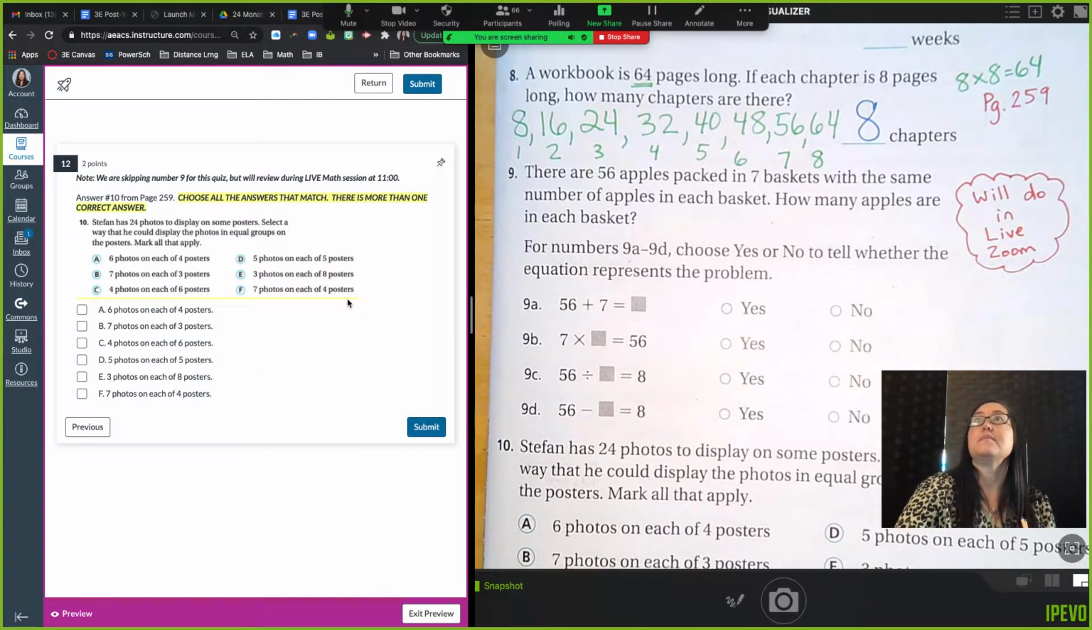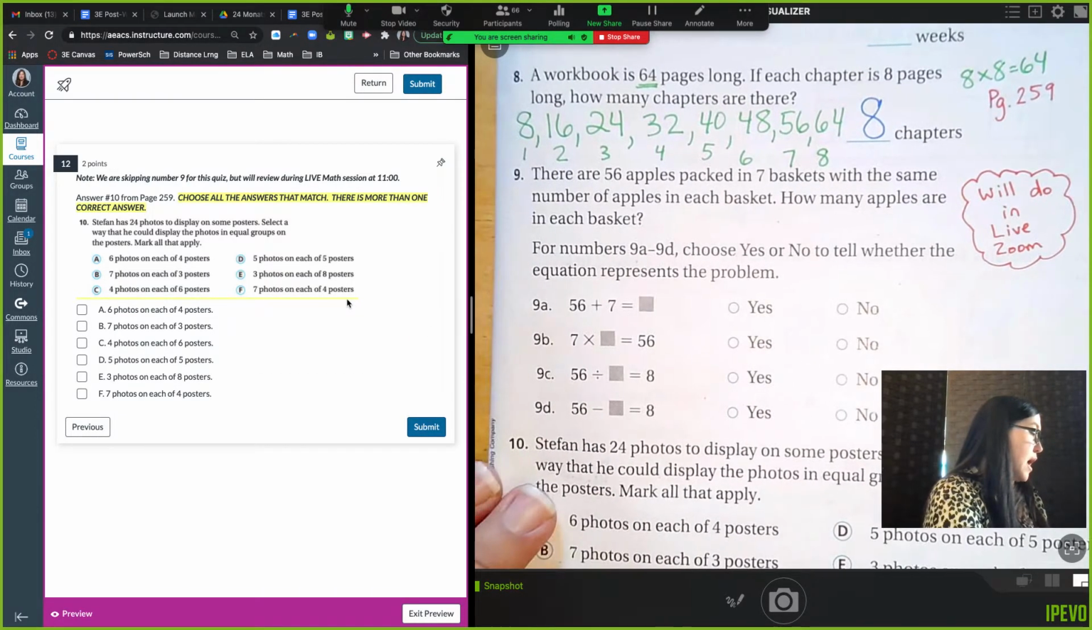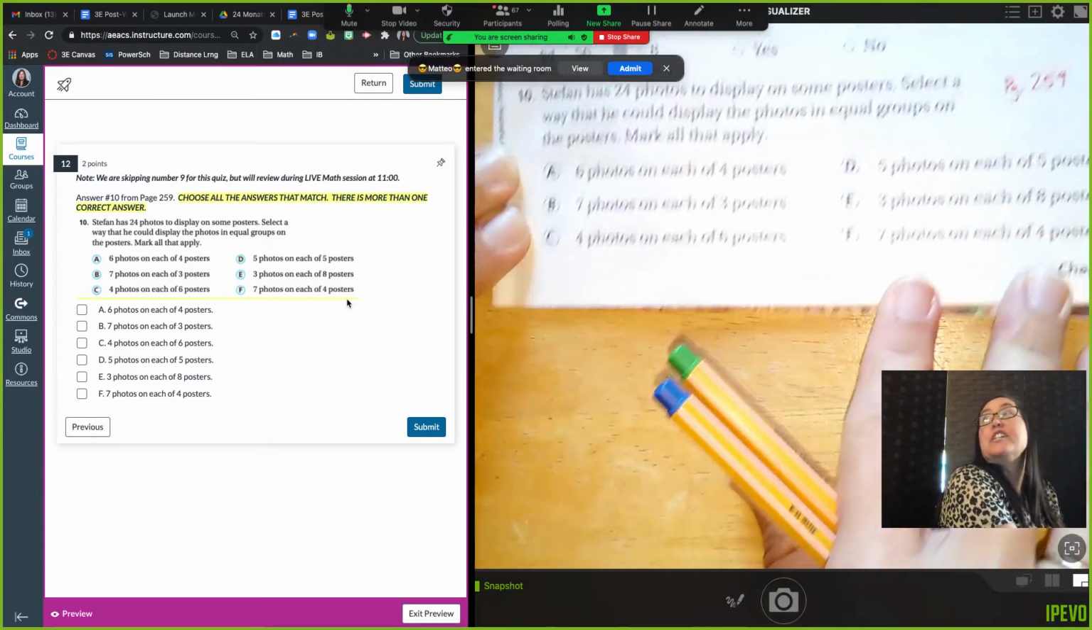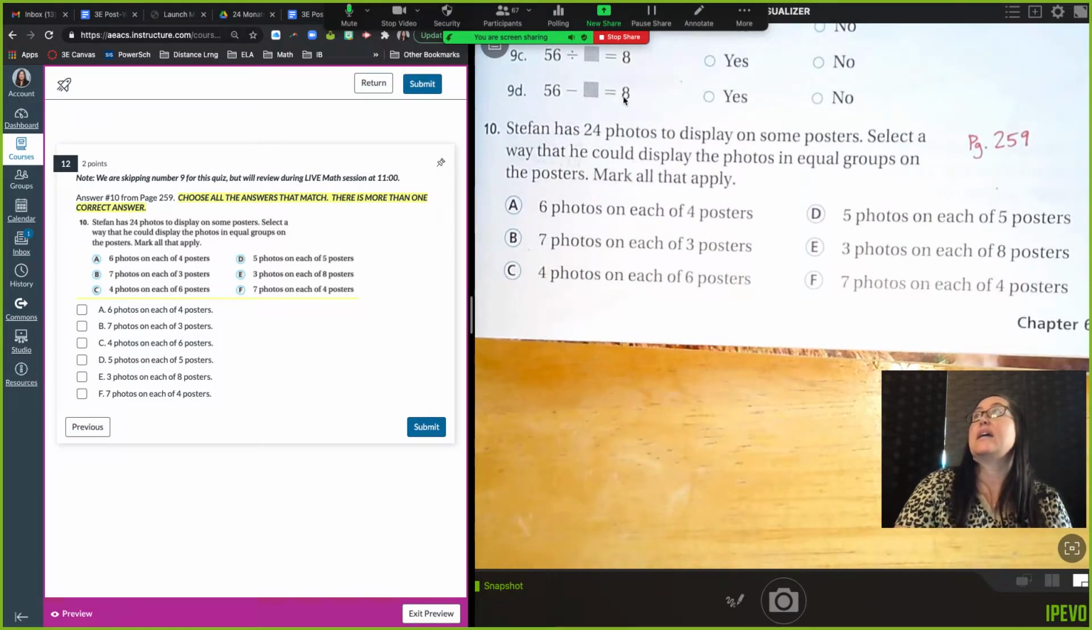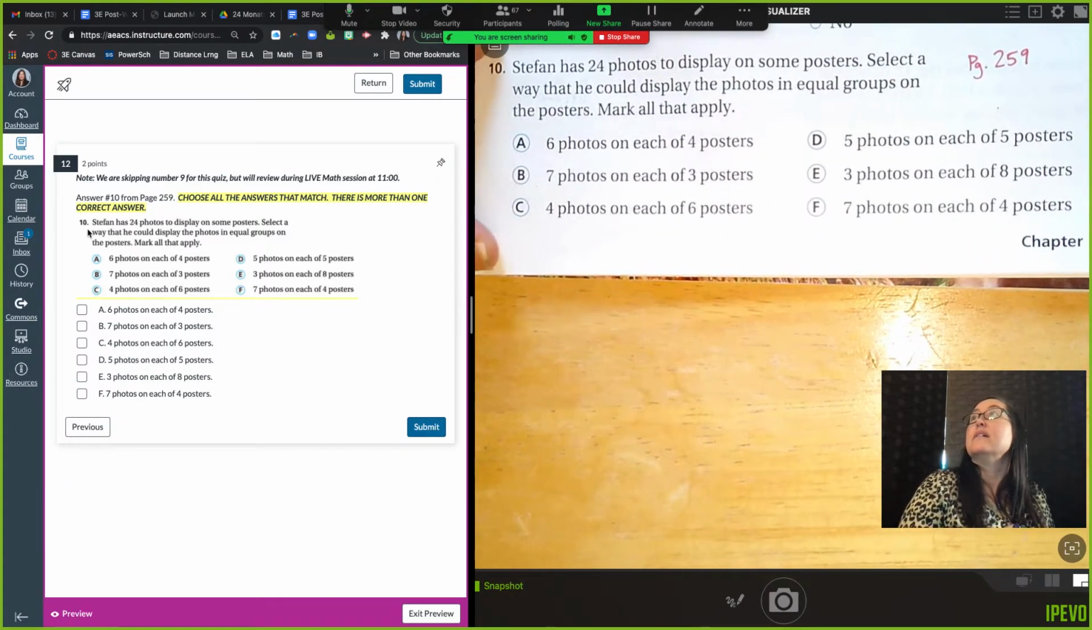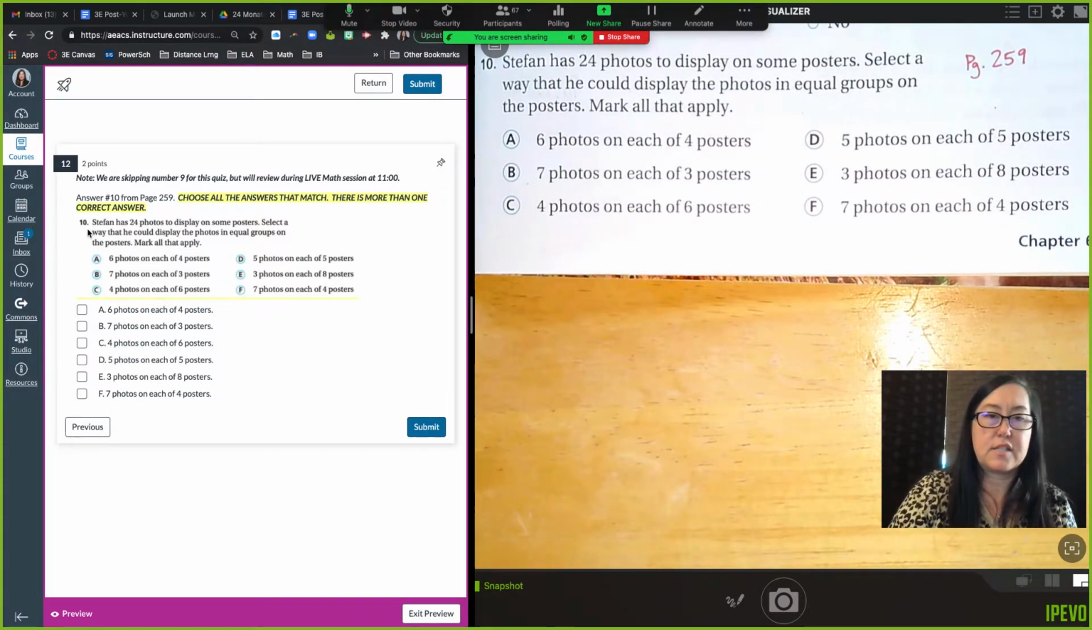Okay, now we're going to come back to number 9 and do number 10 first, and we'll finish out the quiz that's online. All right, so we're on number 10 on page 259. Hey, Stefan, we have a Stefan. Is this you? Did you pose for this problem?